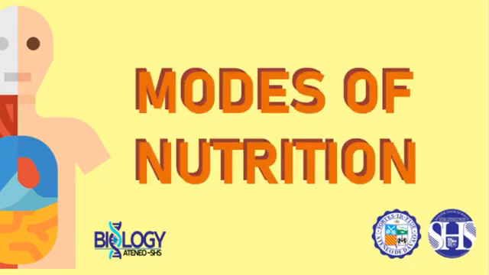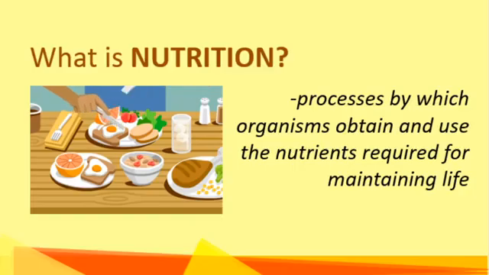First off, let's talk about the modes of nutrition. To be able to do that, let's define nutrition first. What is nutrition? These are processes by which organisms obtain and use the nutrients required for maintaining life. We also have to consider the fact that there are a lot of organisms present here on Earth, so there have to be different modes for it.